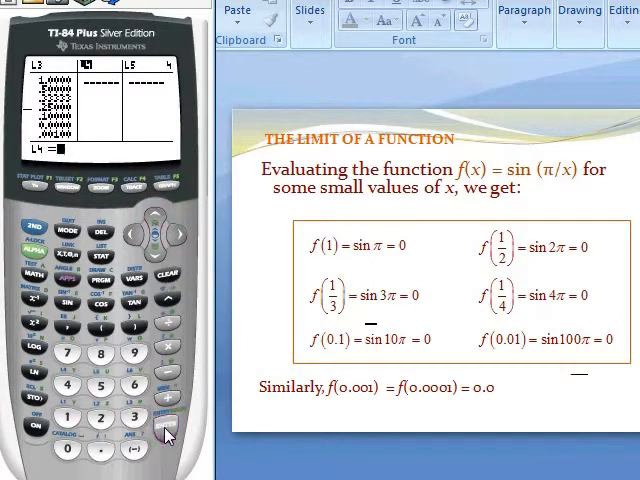Hit enter. Now I'm going to enter sine of pi, and pi is going to come from here. Let's try it one more time. Oops. All right, pi over x. In this case, it's going to be L3. So I have to go get L3. And let's push enter.